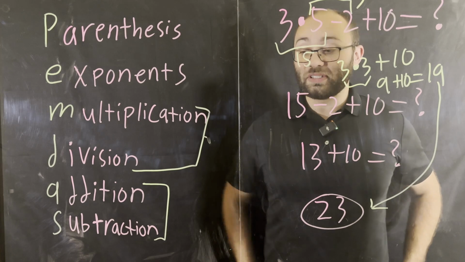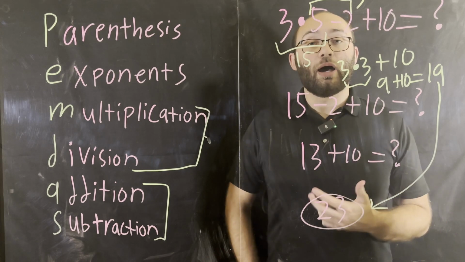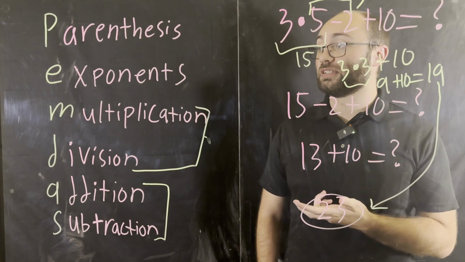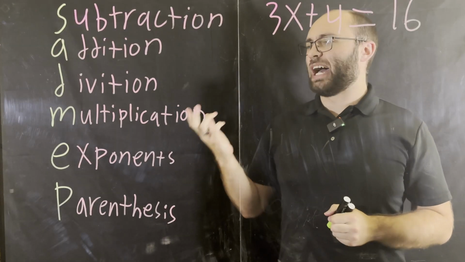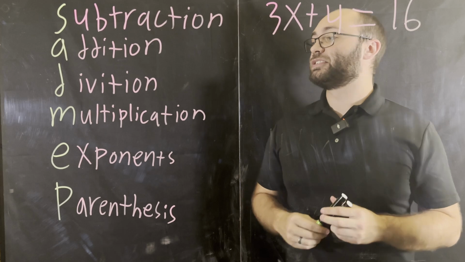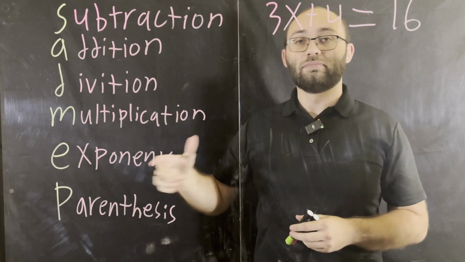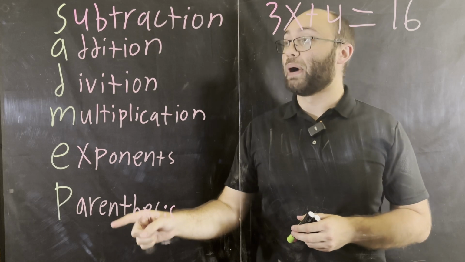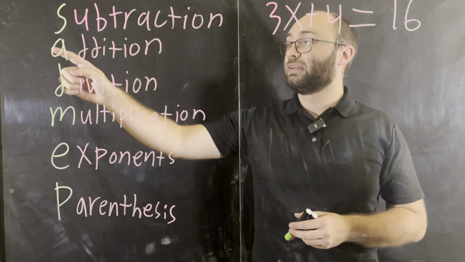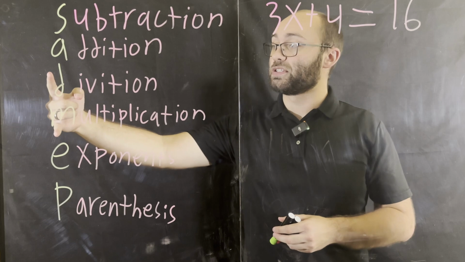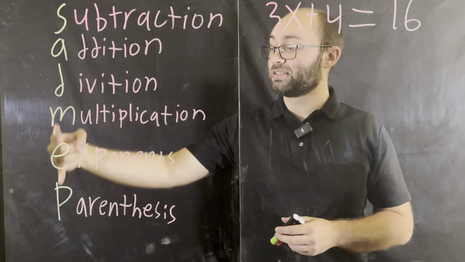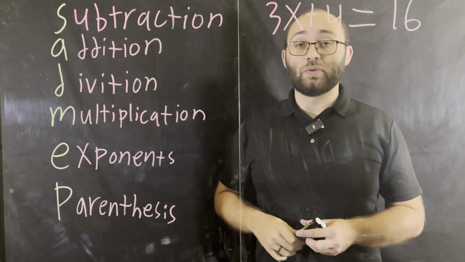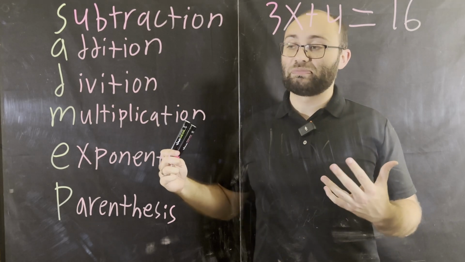PEMDAS is something that you should always keep in mind and that you should respect. However, when it comes to solving one variable equations, what you actually want to use is SADMEP, or SADMEP, I'm not sure. But it's just PEMDAS, but backwards. So instead of parentheses being on top, it's actually on the bottom. We want to do subtraction and addition first, then look for division, multiplication, and last but not least, check our exponents or parentheses.